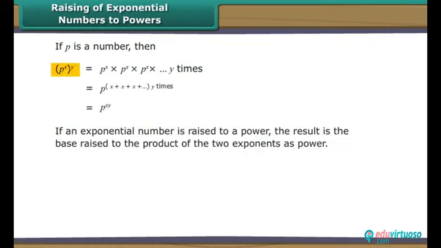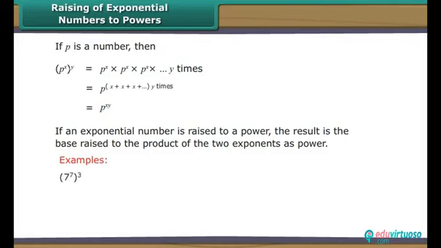Raising of exponential numbers to powers. If p is a number, then p raised to the power x whole raised to the power y is equal to p raised to the power x into p raised to the power x into p raised to the power x, and so on till y times, which is equal to p raised to the power x plus x plus x plus, and so on till y times, which equals p raised to the power xy. If an exponential number is raised to a power, the result is the base raised to the product of the two exponents as power. Let us look at some examples.